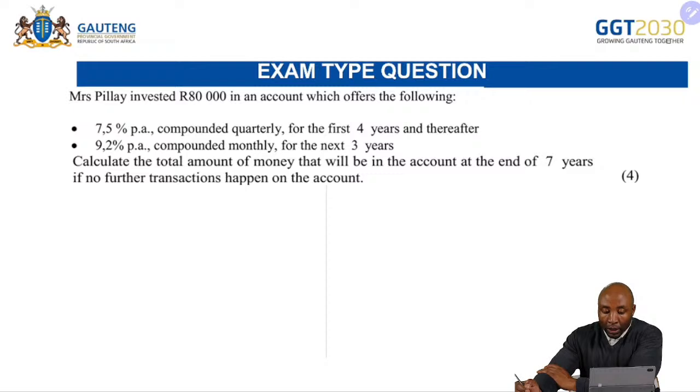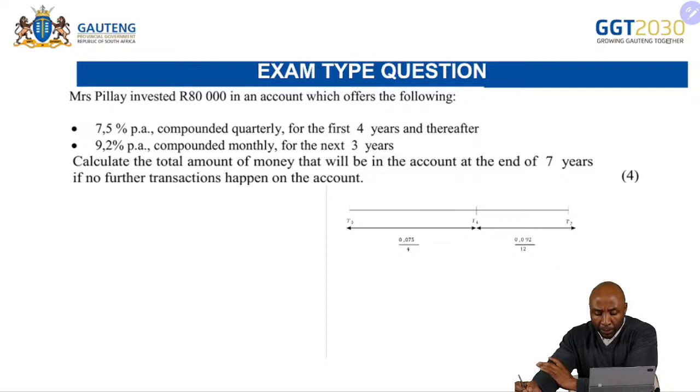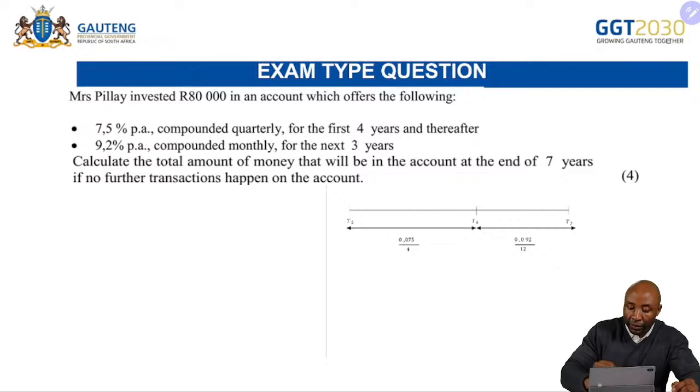So we'll come up with a timeline, which is on the right hand side there. You are able to see that for the first period of 4 years, you are able to substitute from T0. We have our 80,000 here.